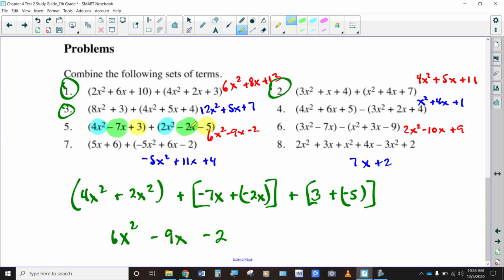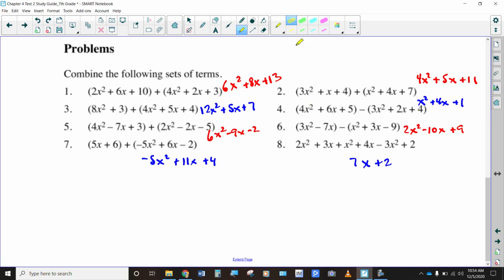So that's not positive 2x's, that's negative 2x's, as you saw here. That's not a positive 5, that's a negative 5, as you see here. Okay, so when we go down, let me skip to number 8. We got 2x squared and 1x squared, and then negative 3x squared. So these are 3x squareds. That's a negative 3x squared.